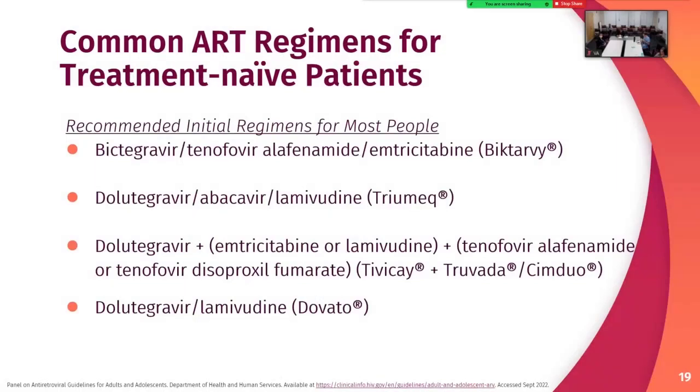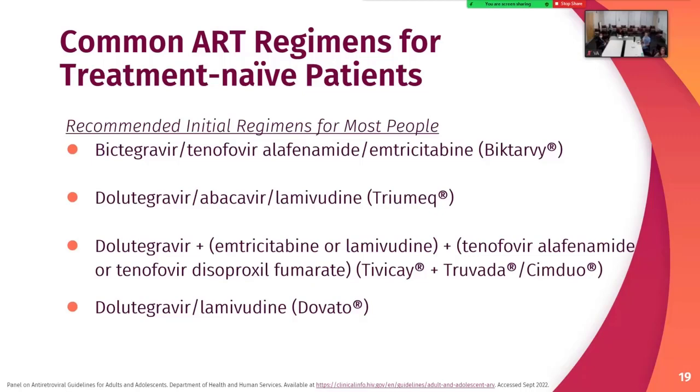So how do you combine all of these different drug classes into one complete drug regimen? I wanted to briefly go through each of the recommended initial regimens that the Department of Health and Human Services recommends. So the first one is going to be bictegravir, tenofovir alafenamide, and emtricitabine, which is Biktarvy. Our second one is dolutegravir, abacavir, and lamivudine, which is Triumeq.